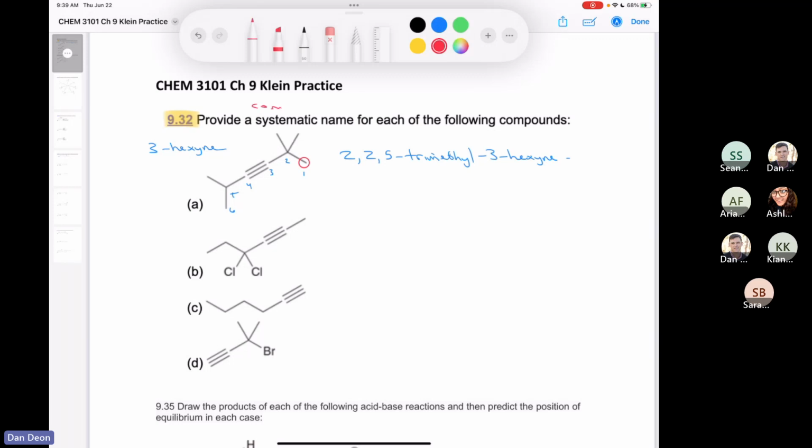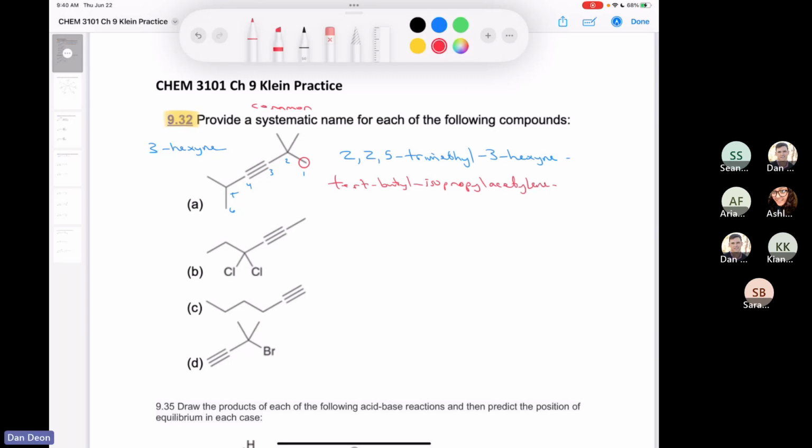So common, I'll put it in red. Right here I have an isopropyl group, and here I have a tert-butyl group. So you could call it tert-butyl isopropyl acetylene. Anyhow, you could call it that if you wanted to.